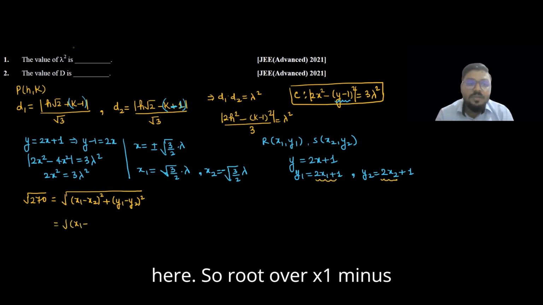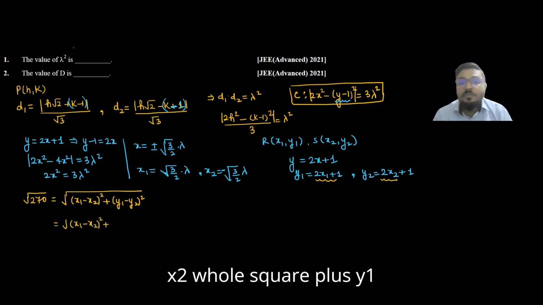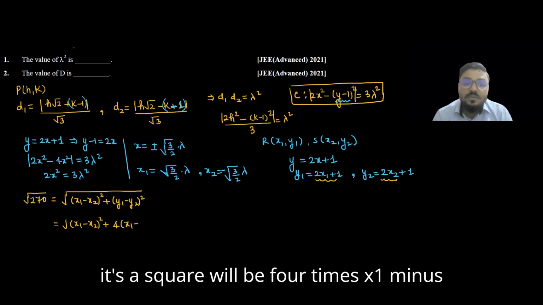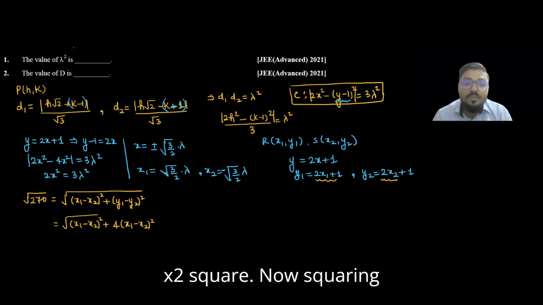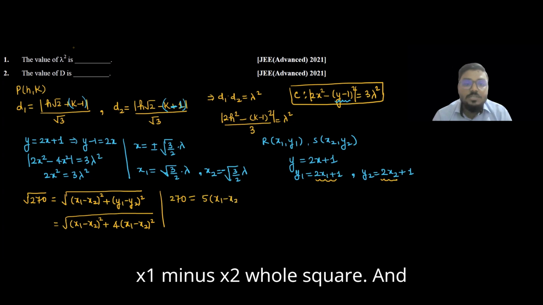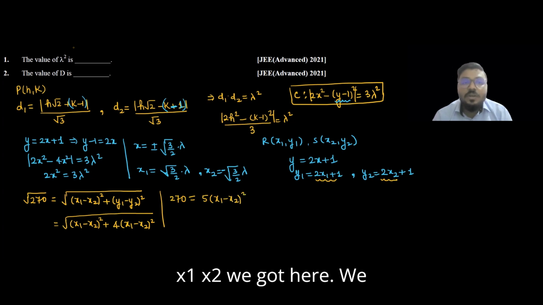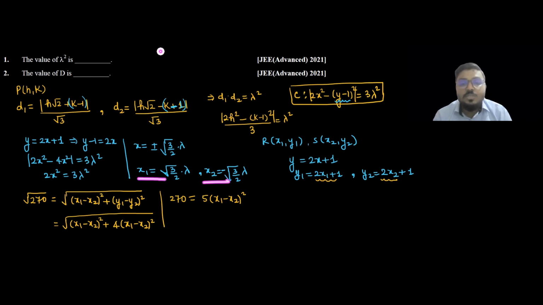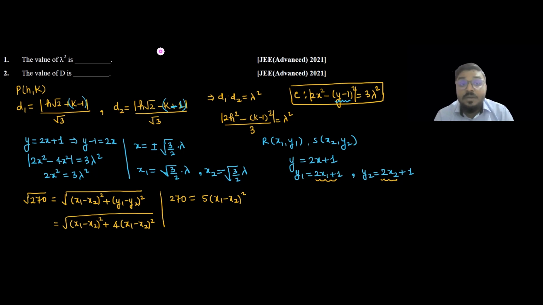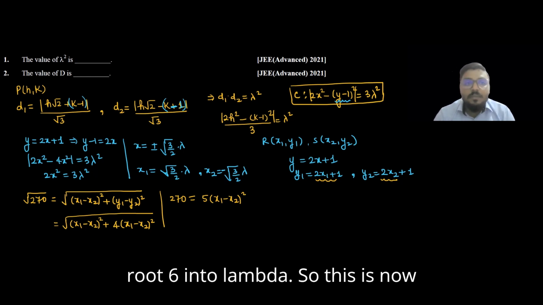So root over (x1 minus x2) whole square plus (y1 minus y2), which will be 2 times (x1 minus x2). So its square will be 4 times (x1 minus x2) square. Now squaring both sides, we get 270 equal to 5 times (x1 minus x2) whole square. And x1, x2 we have already got here. So x1 minus x2 will be 2 times root 3 by root 2 into lambda, which will be root 6 into lambda.